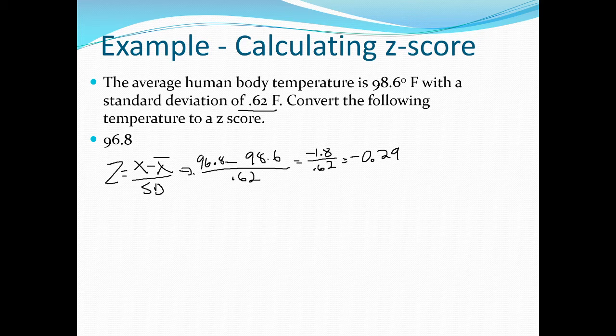Or at least, oh wait, sorry, I divided that wrong in my calculator. My bad. I thought that should have been higher because 96.8 seems to be pretty low for a body temperature. I divided it by 6.2 rather than 0.62. So let me try that again. Negative 1.8 divided by 0.62. There we go. That gives us a negative 2.90 essentially, standard deviations. So this person has a body temperature that's about 2.9 deviations below the average, which is pretty unusual, right?